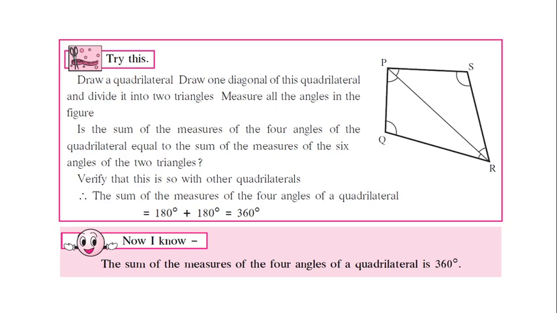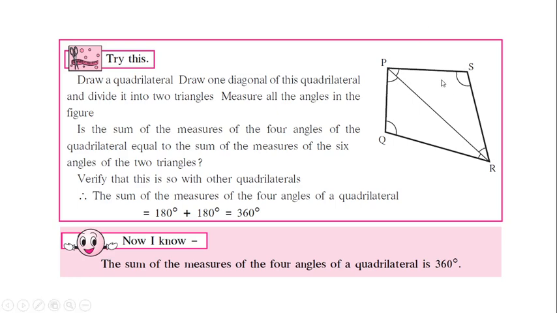Let's try this activity now. We all know that a triangle consists of altogether 180 degrees of angle. 180 degrees means a triangle is of 180 degrees. It means that the sum of all three angles of a triangle is always 180 degrees.